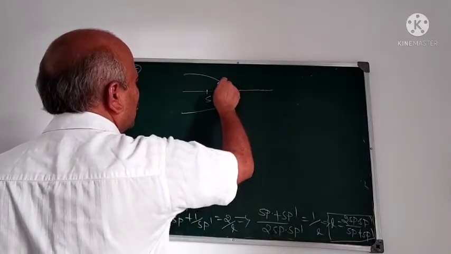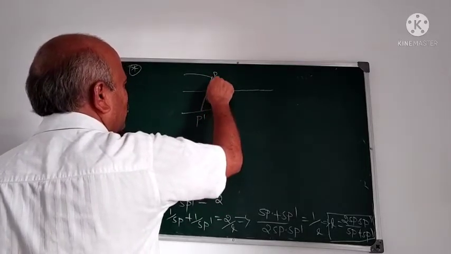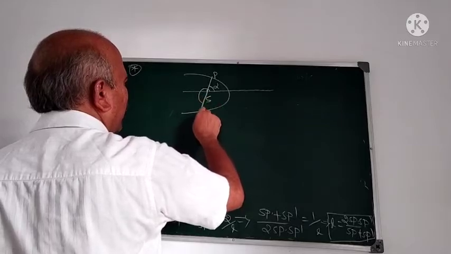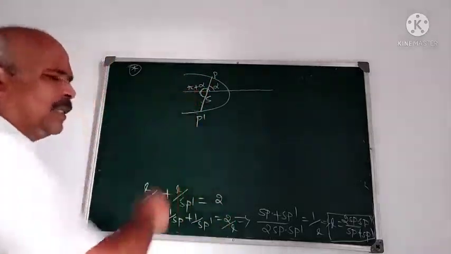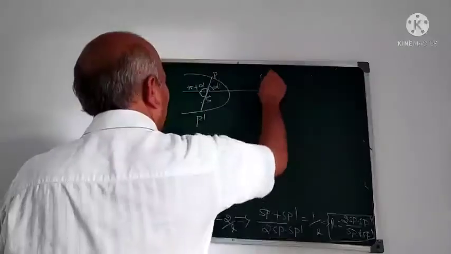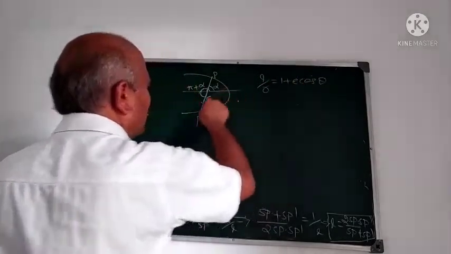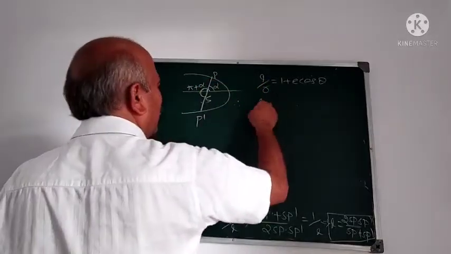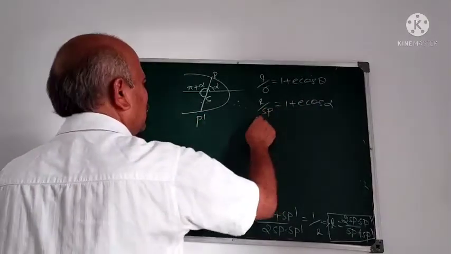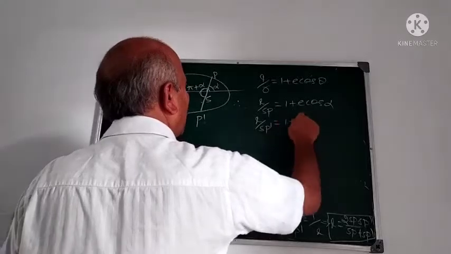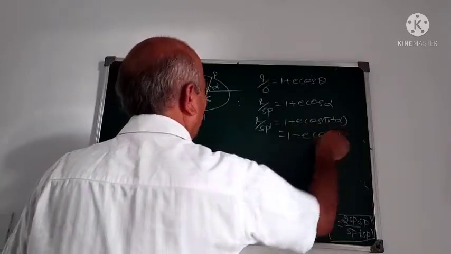Suppose S is the focus and PSP dash is a focal chord. Suppose this angle is alpha. Then the vectorial angle of P dash is pi plus alpha, 180 plus alpha. As in the previous example, the equation is L by R is 1 plus E cos theta. Therefore, since P lies on this, L by SP is 1 plus E cos alpha. P dash lies on this, so L by SP dash is 1 plus E cos of pi plus alpha, which is 1 minus E cos alpha.